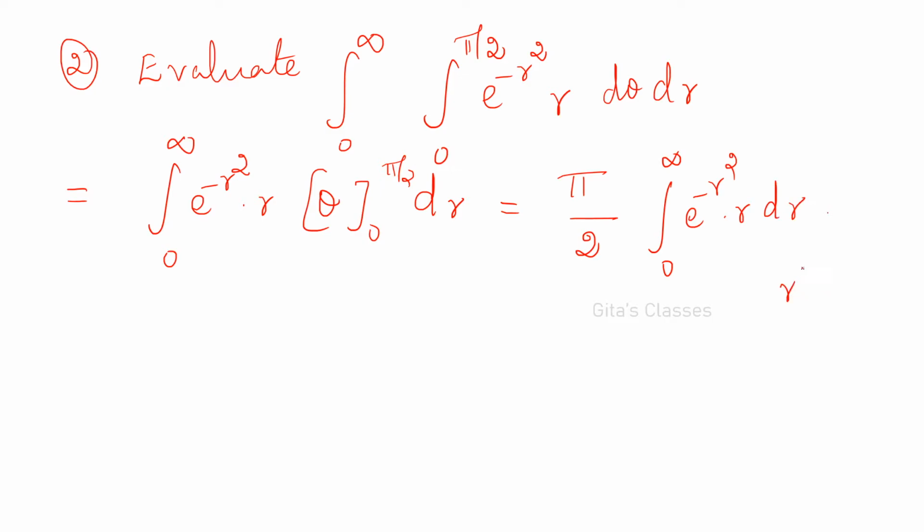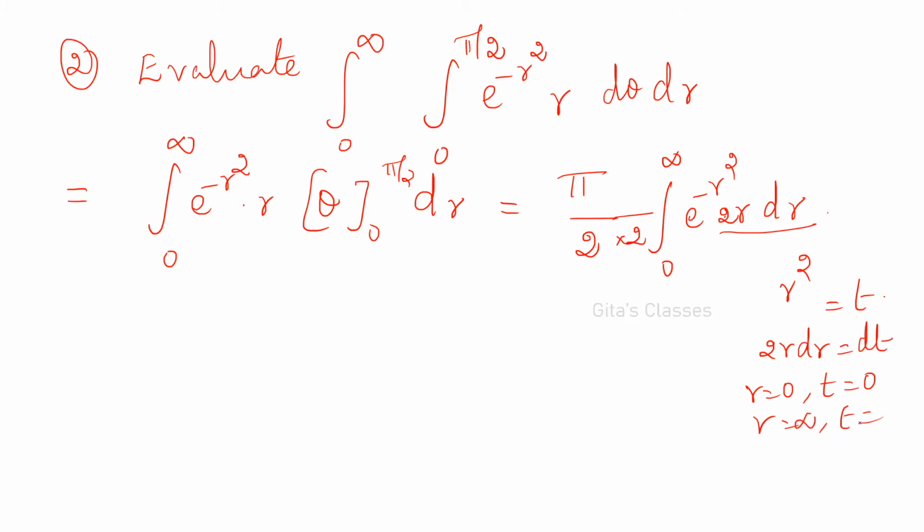So let us substitute r squared is equal to t, then it will become 2r dr is equal to dt. Therefore r, 2r dr is dt. So I can multiply 2 and divide it by 2, so that it will become dt. Now when r is equal to 0, t is also 0. When r is equal to infinity, t is also infinity. Therefore this will become pi by 4 into, and I have e power minus r squared, right?